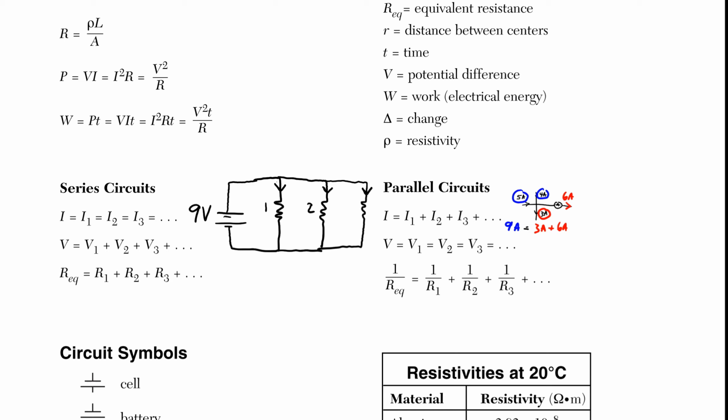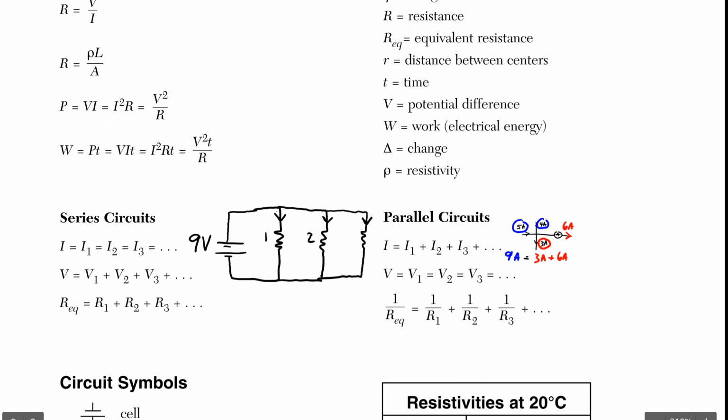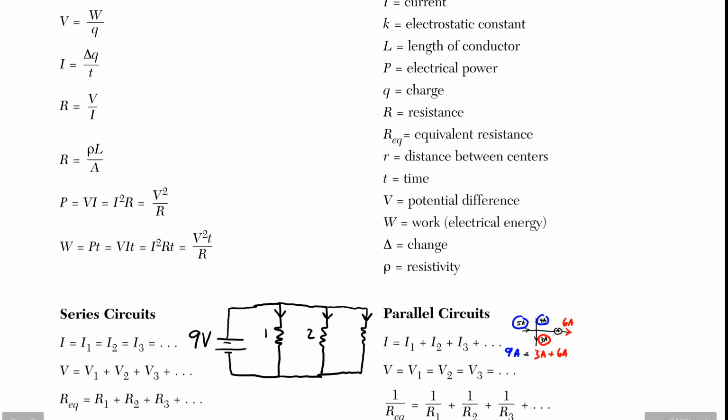And if there's more current, then what's going to happen to our overall or equivalent resistance? If you look at Ohm's law, here it is: current and resistance are inversely related. So if there's more current, what happens to the resistance? The overall resistance should go down.